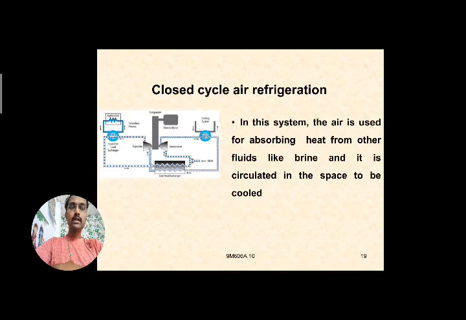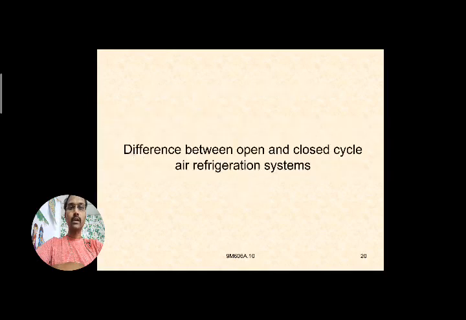The more heat absorbed, the lower the temperatures that can be created with the help of the brine solution, which is nothing but a salt solution, and it is circulated in the space to be cooled. So you get very low temperatures in the refrigerated space or cold chamber. This is an advantage of closed cycle air refrigeration. Okay, right, so this is regarding the closed cycle air refrigeration. I hope you have understood.